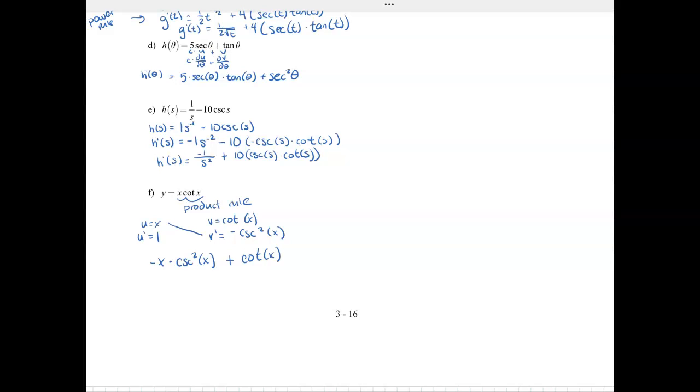So multiplying u times dv and v times du. And that's all I did. Combine those like terms if you have any, and there's not any. That's about as pretty as that can be.